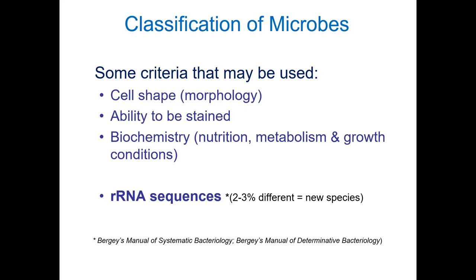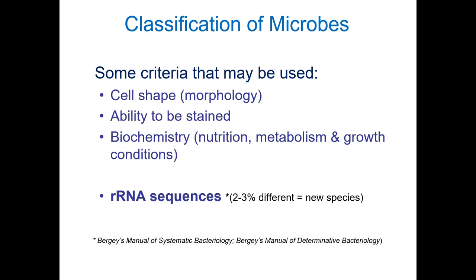We could also stain them with different dyes that are attached to different components of the cell wall. So we'll talk about Gram staining later. We'll talk about that in great detail, and we'll actually have a chance to do it in the lab, but that can identify different classes or groups of bacteria.